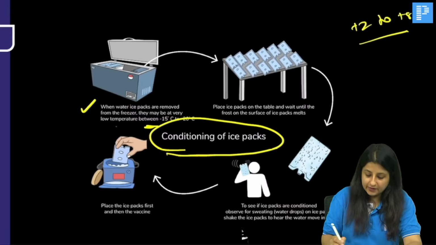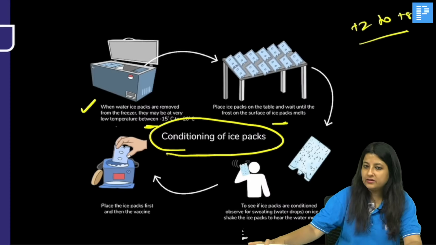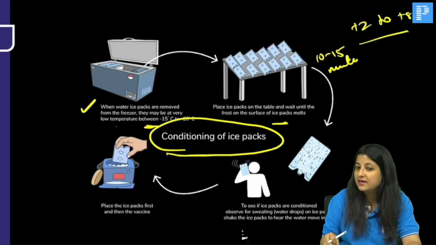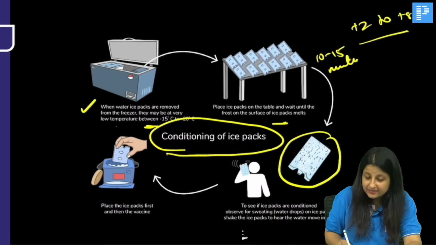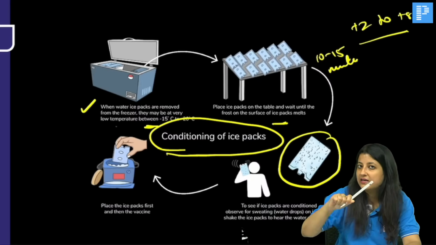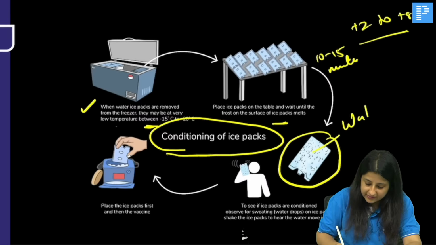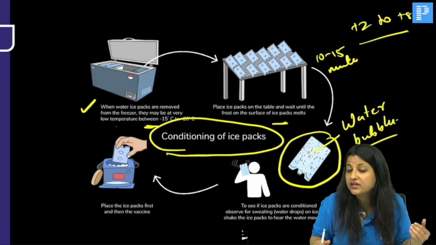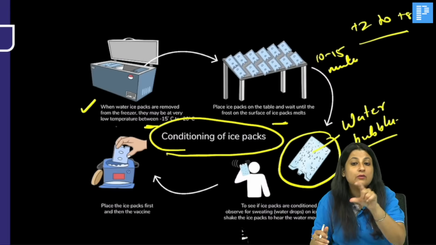So now what we do, we place the ice packs on this table for 10 to 15 minutes, okay, and let the frost on the surface of the ice pack melt. Now what is the difference between this ice pack and the previous ice packs? Here you can see water bubbles. When you place it for 15 to 20 minutes, you see the frost on the surface of the ice pack starts melting and you can see water droplets.